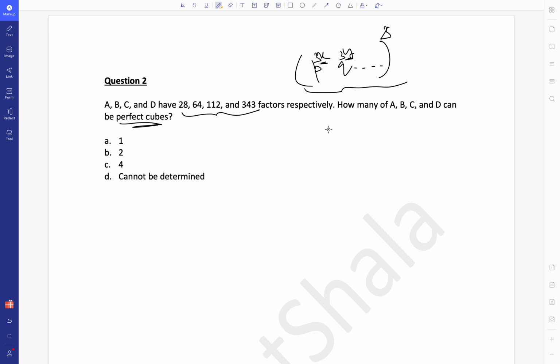Okay. So a few perfect cubes, what could they be? 2 raised to power 3, or 2 raised to power 3 into 3 raised to power 3, or let's say 2 raised to power 3 into 3 raised to power 6 as well, because it does not have to be equal to 3, it can be a multiple of 3 also. So 2 raised to power 3 into 3 raised to power 6 multiplied by 5 raised to power 9 also is an option. Okay. So what are the number of factors of this one?